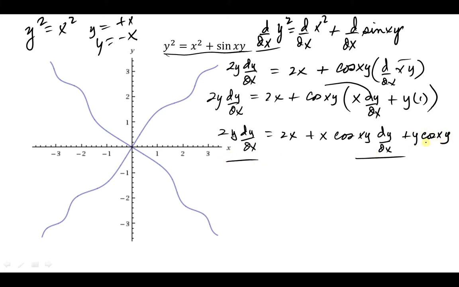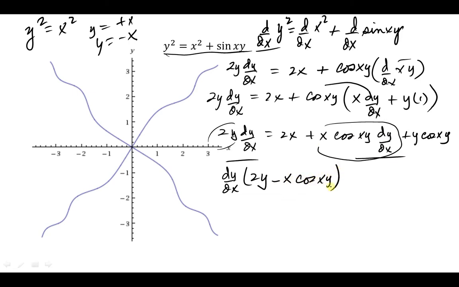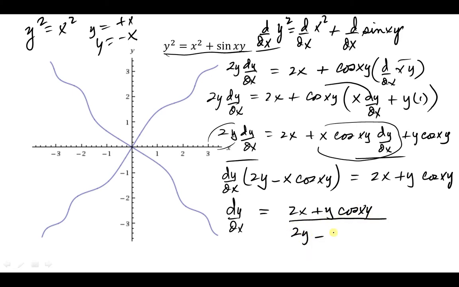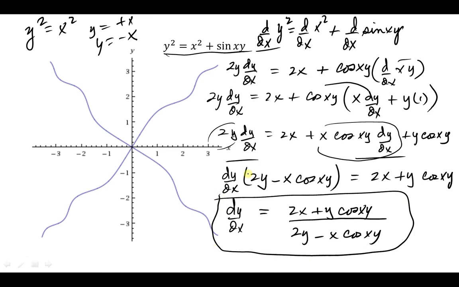And now I want to collect all of the dy/dx's, and I'm going to go ahead and factor out dy/dx in those terms, and I'm going to be left with 2y, taking this over to the other side, minus x cosine of xy, equals 2x plus y cosine of xy. So finally, dy/dx is 2x plus y cosine of xy divided by 2y minus x cosine of xy. So here is dy/dx for this expression.